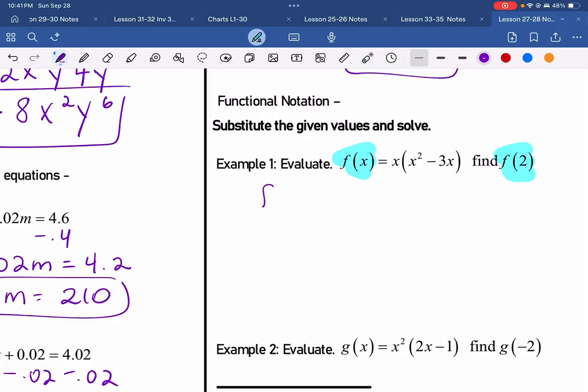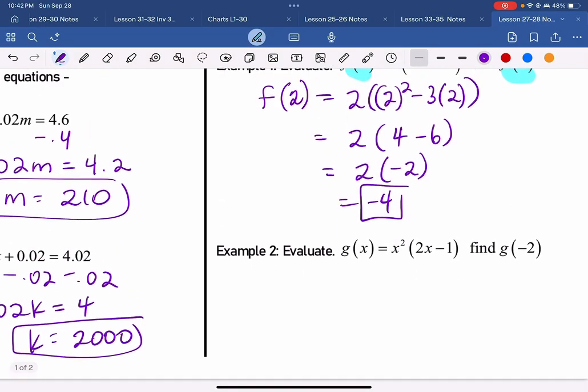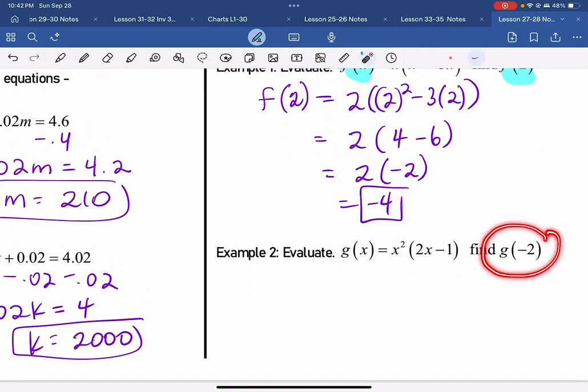So what it's saying is f of 2. So the function of f, when I plug in 2 everywhere I see an x. So I'm going to solve this carefully. Remember, we do the inside first. So we have 4 minus 6. So 2 times a negative 2, which is negative 4. So try this one down here. They want you to plug in a negative 2 everywhere you see an x. So pause it and give it a shot.